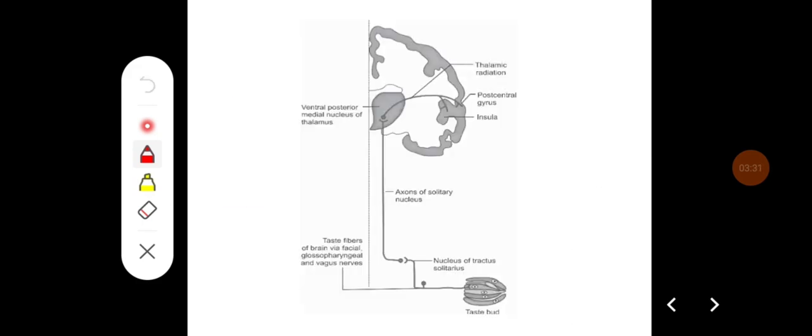So this diagram shows the taste pathway which is ipsilateral. First order neuron arises from the taste buds. They end in the nucleus tractus solitarius. Second order neurons arise from here. They ascend ipsilaterally to thalamus to end in ventroposterior medial nucleus of the thalamus. Then the third order neurons, they are going to go to the postcentral gyrus and anterior part of the insula.